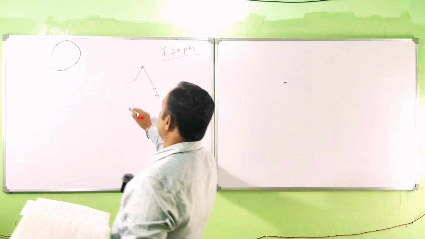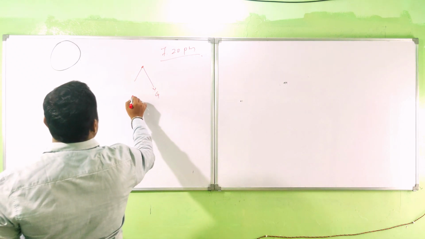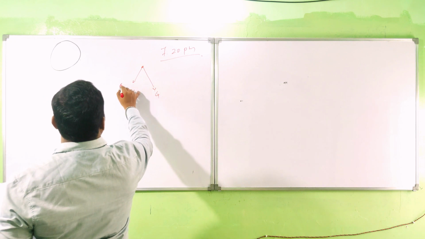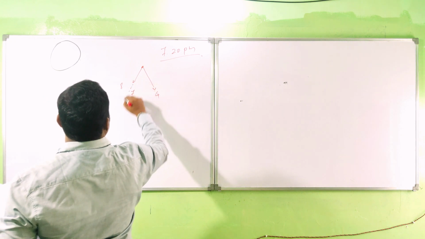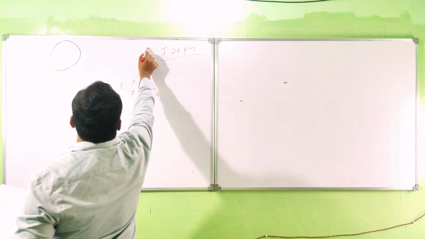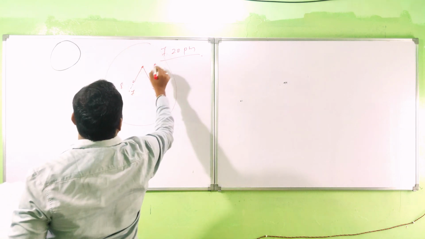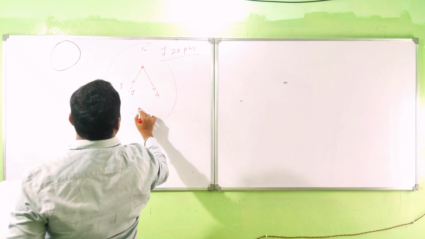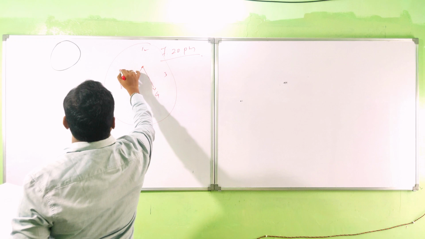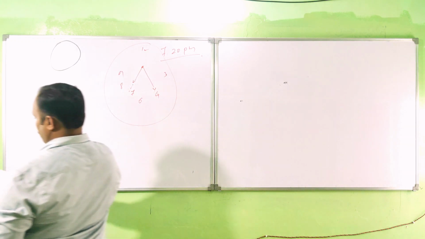So this is 7 and this is 8. This is around here. This is the clock. This is 12, this is 6, this is 3, this is 9.